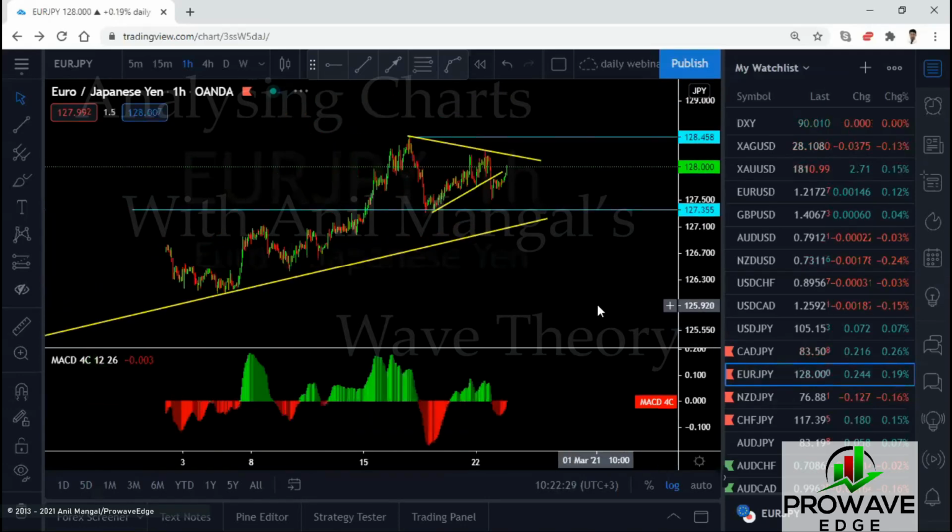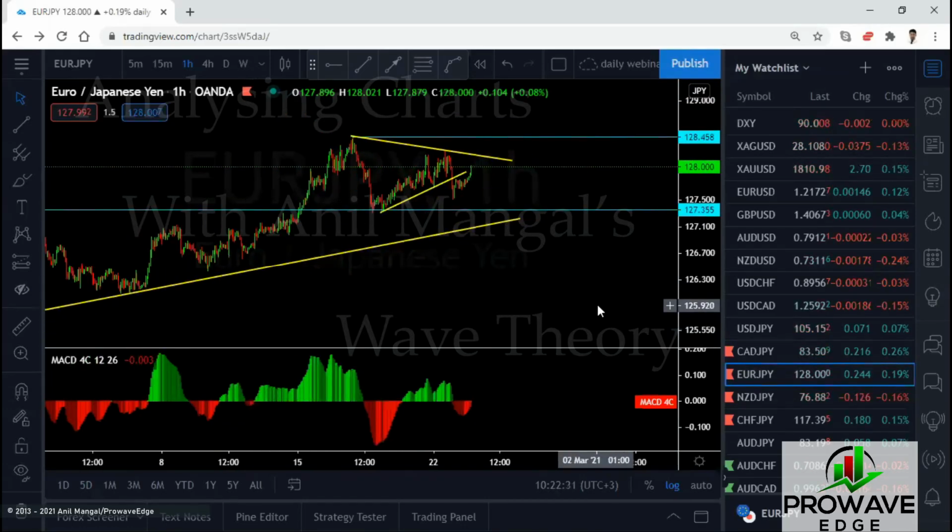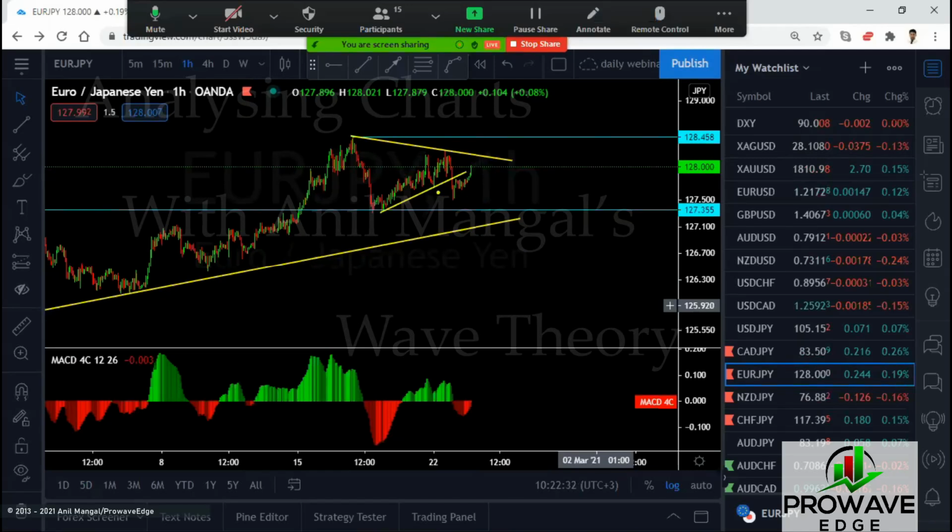Euro yen came down. We were looking for the sell. We had a sell order here, and we canceled it because of the depth of this move to the upside. That's why we canceled the order on the pound yen also. The depth of the move makes the order no longer valid. They came down and they're going back up. This is a buy setup.